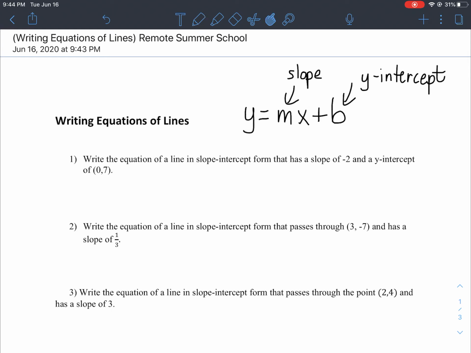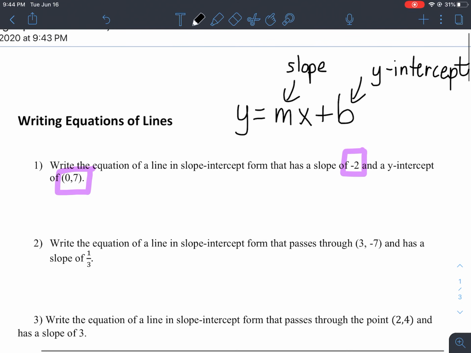Okay, so in number 1 it says write the equation of a line in slope-intercept form that has a slope of -2 and a y-intercept of (0, 7). So this is telling us our slope is -2 and our y-intercept is 7. So basically it's telling us what our equation is right away.